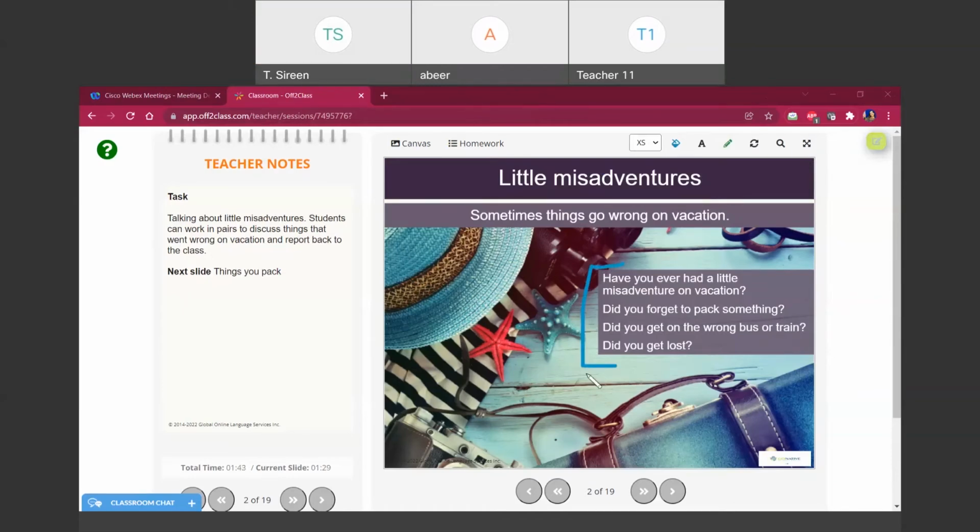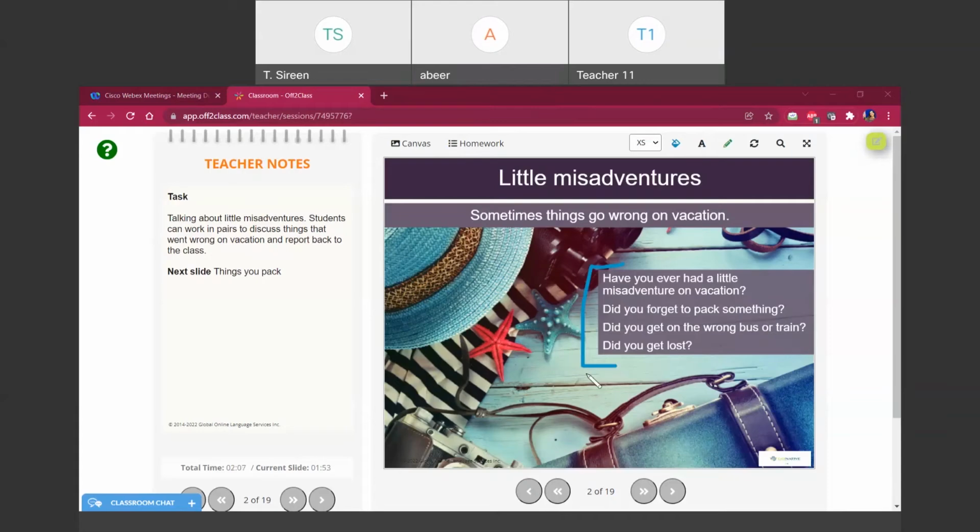Have you ever had a little misadventure on vacation? What does misadventure mean? It means an incident. Did you have it once? No. Okay. Did you forget to pack something, for example? Did you forget, for example, to pack something specific?